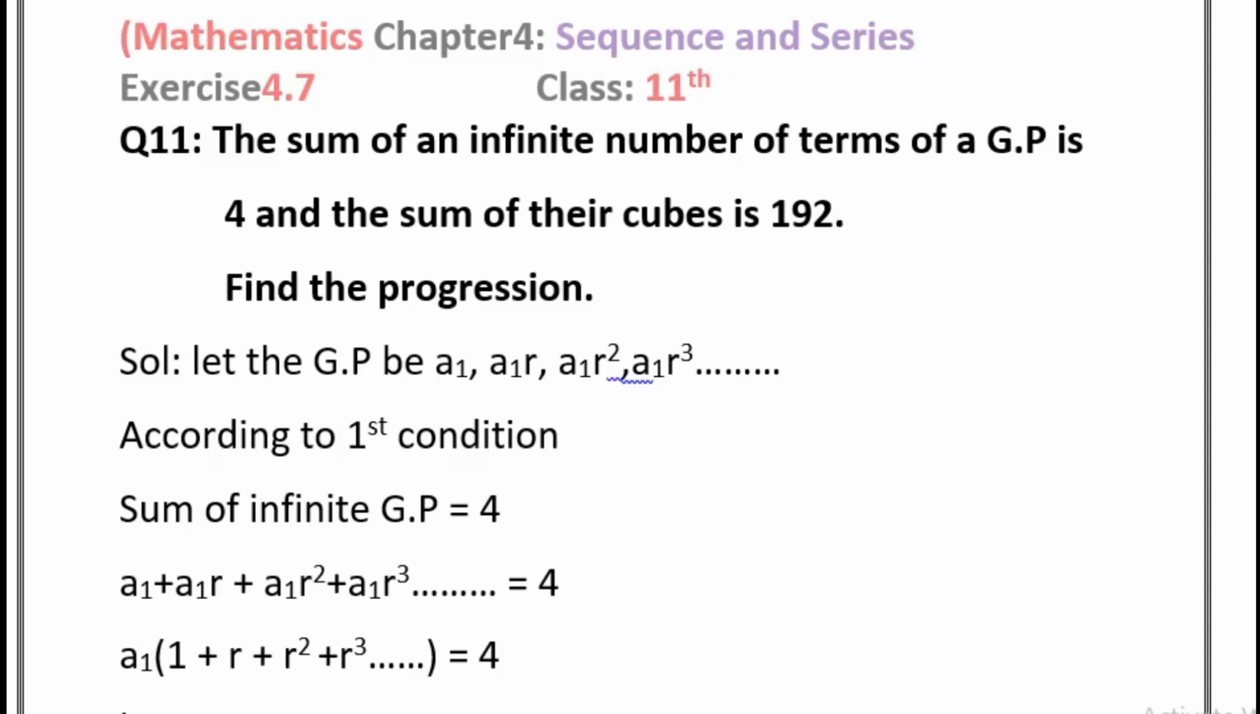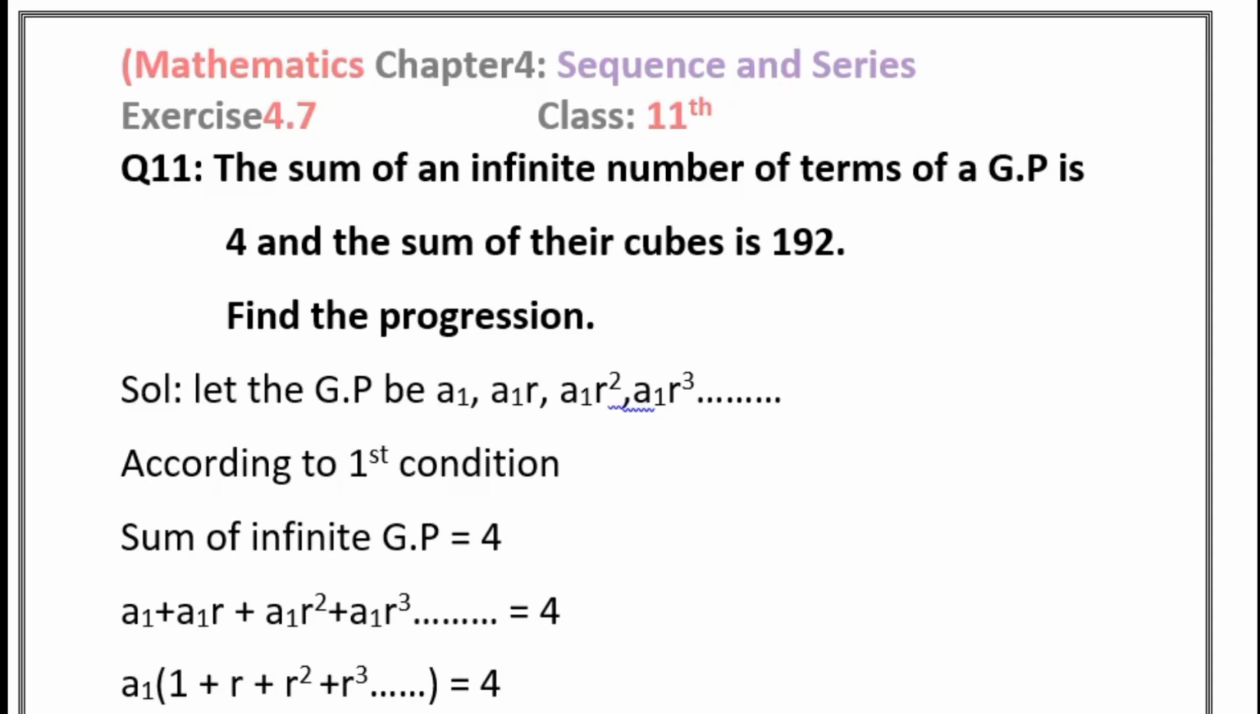Let the geometric progression be a1, a1 r, a1 r square, a1 r cube, up to so on, be an infinite number of terms. According to the first condition, the sum of infinite terms is 4. So the sum is equal to 4: first term a1 plus second term a1 r plus third term a1 r square plus fourth term a1 r cube is equal to 4. Taking a1 common, a1 into (1 plus r plus r square plus r cube plus up to so on) equal to 4.